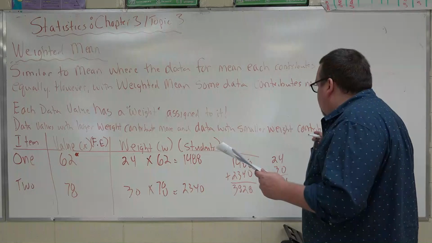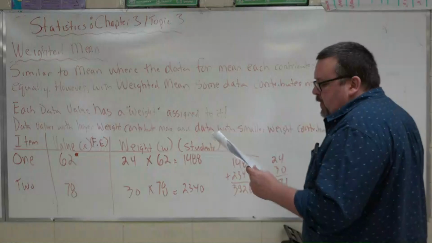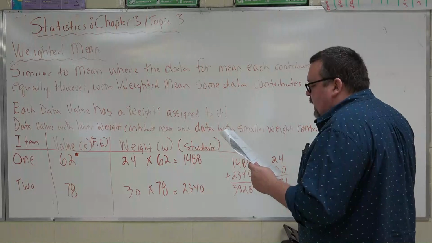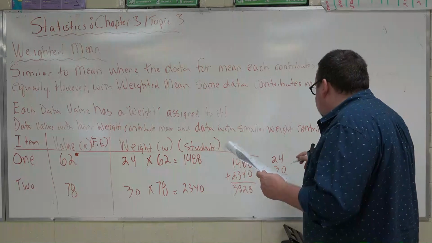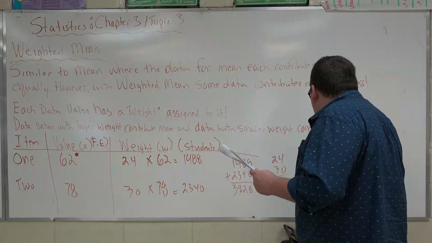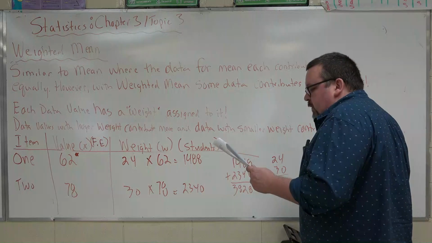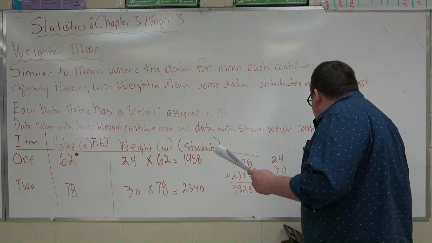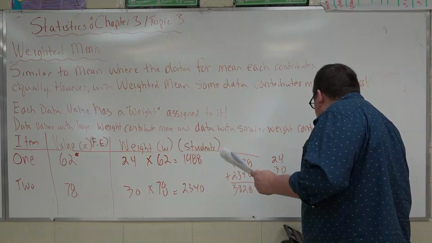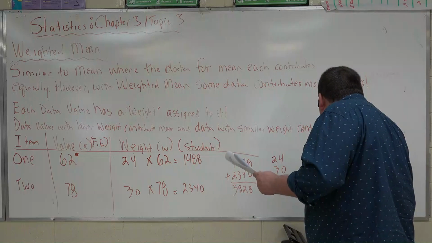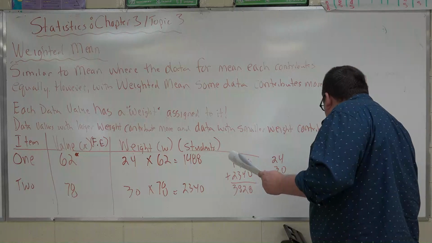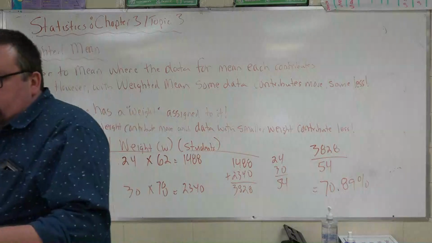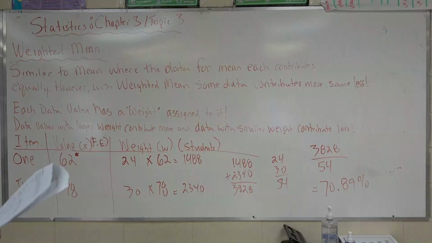Step number 3. To figure out the mean, we take the sum of the two values, 1488 plus 2340, which was 3,828, and we divide that by the total number of students. That would give us 70.89 as a percent. Therefore, the weighted mean of the final exam score for both classes is 70.89.